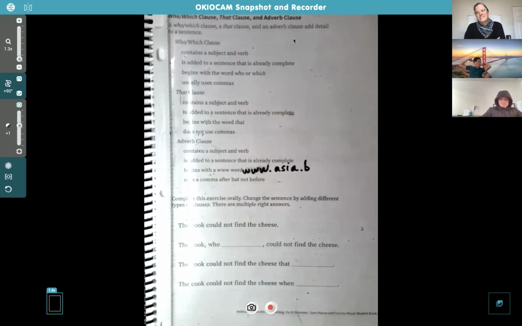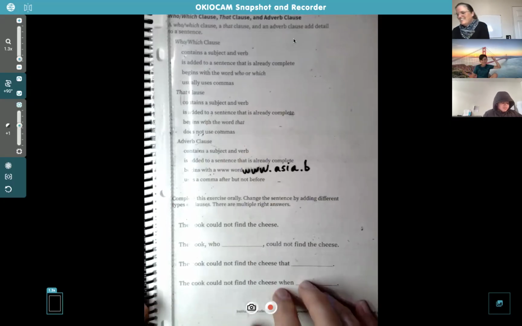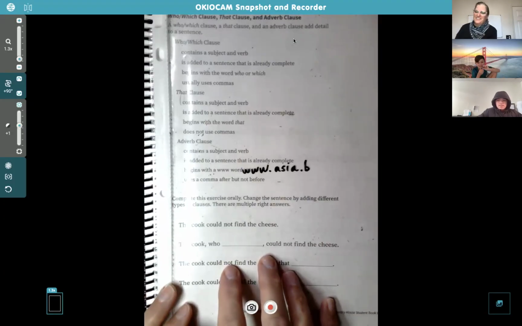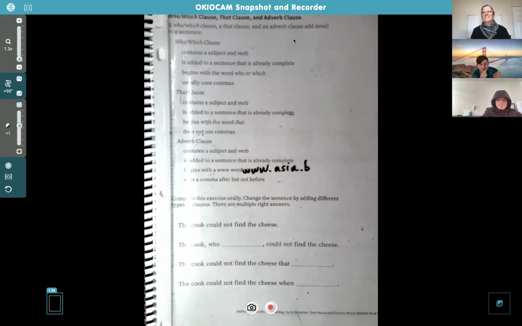Okay, that makes sense. What about you, Sawyer? What's yours? The cook could not find the cheese when it exploded. Okay. There's some dangerous cheese out there, so be careful. Good job, you guys. A secret agent put tiny dynamite in the middle of it. That's funny. Okay, so you guys used different clauses here to make new sentences. So that was just a practice on that page.